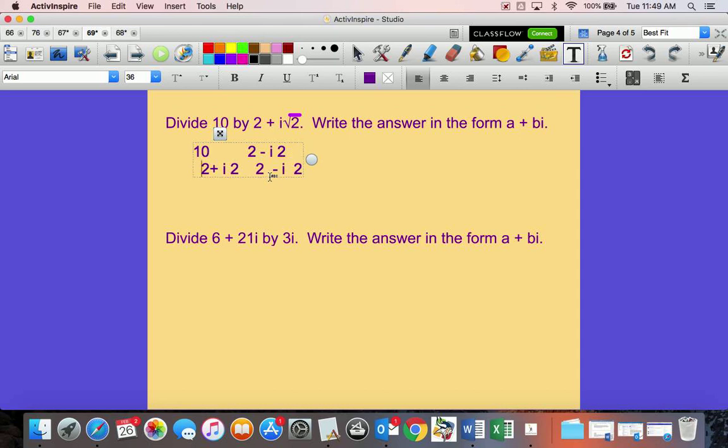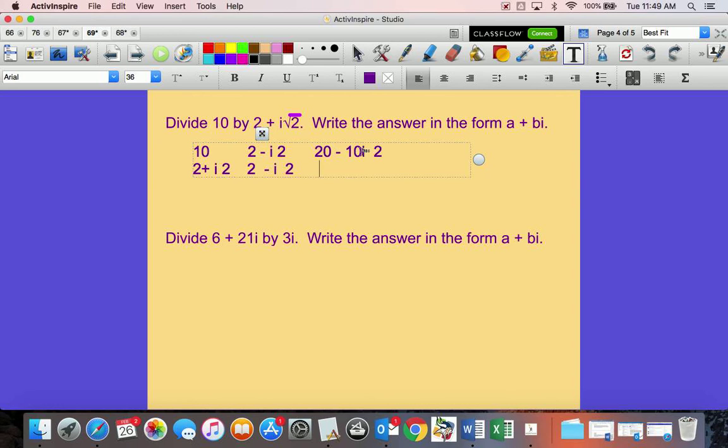So then, on the top, we would end up with just FOILing that out. So we would get 20 minus 10i times the square root of 2. And if we have to simplify that in a little bit, we will.